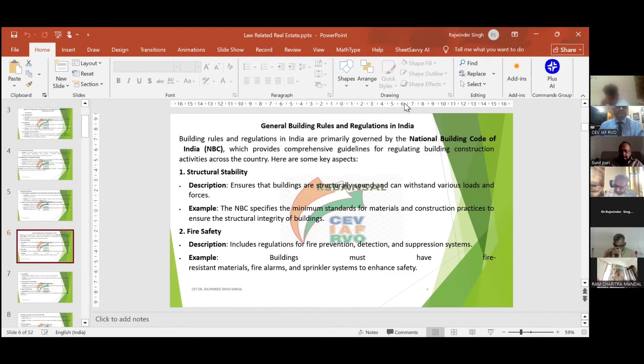And then this National Code also contains the topic of fire safety, which is very important. So it includes regulations for fire prevention, detection, and suppression systems. For example, buildings must have fire resistant materials, fire alarms, and sprinkler systems to ensure safety.